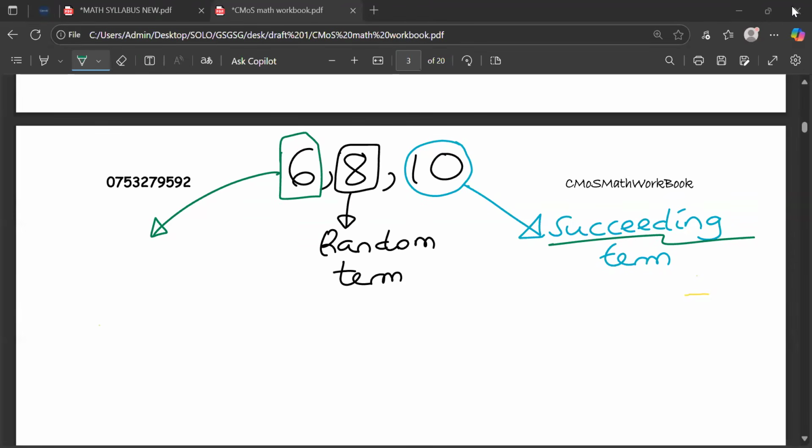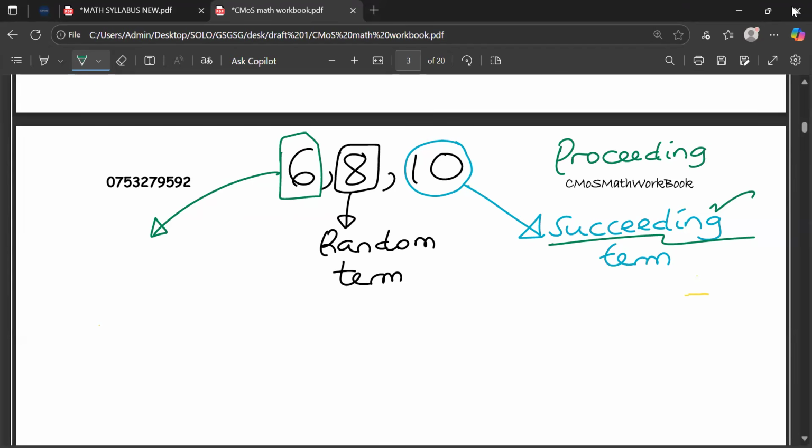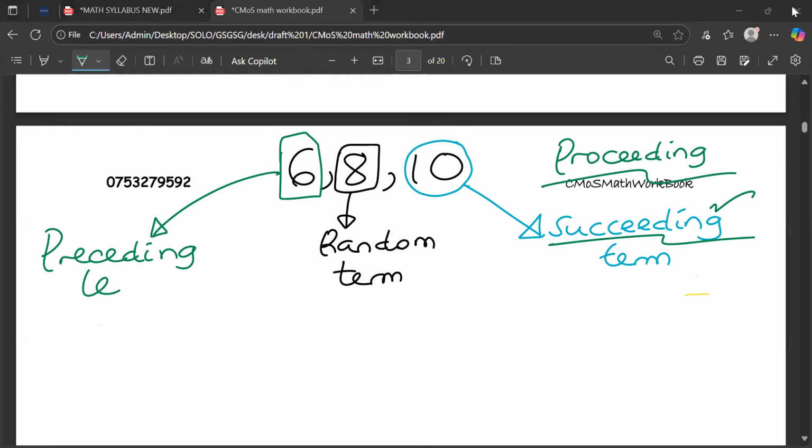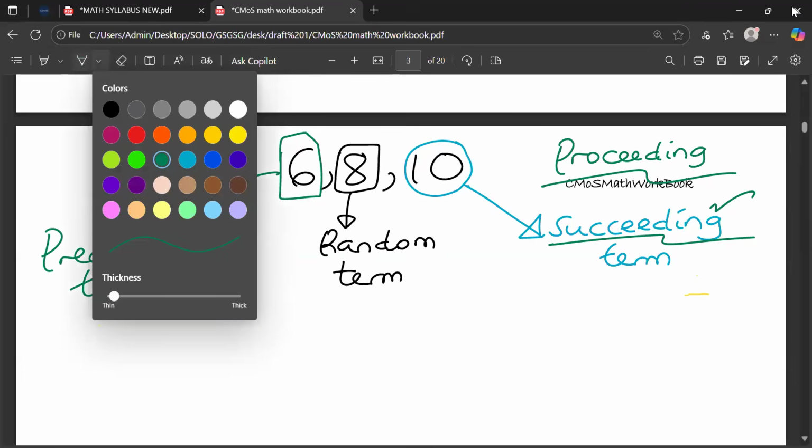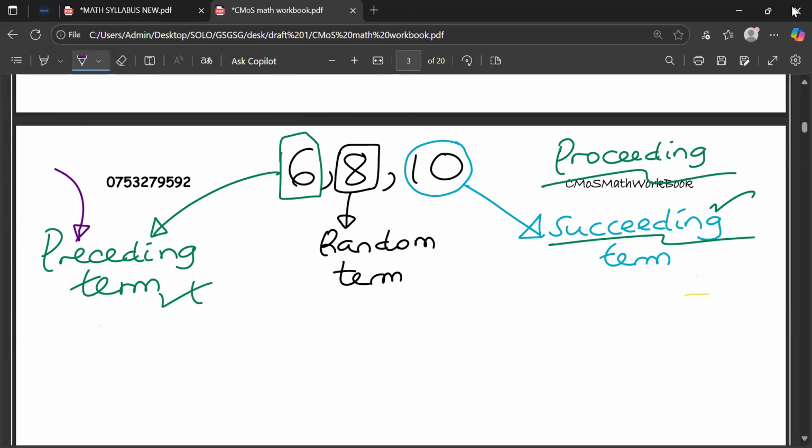Should we call it the succeeding or proceeding term? Exactly. People are very good. Succeeding, though the word proceeding is not so common. The common word is succeeding, but proceeding means coming after. So this one is called the preceding term. That's what I wanted. It is so common even in questions.